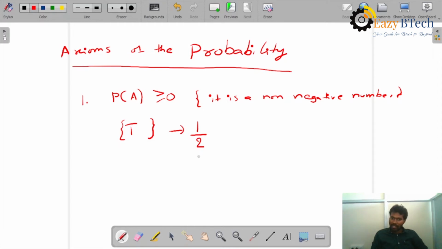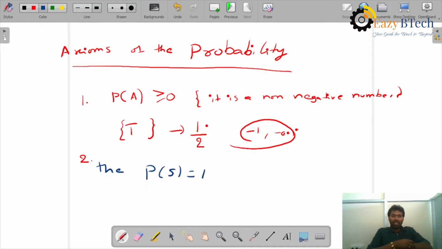So here there is no question of getting -1 or minus 0.5 like that. That means your probability is always a non-negative number. That is the first axiom you should remember. And the second one, just now we told you, no? The second one is the probability of sample space, P of S, is always equal to 1. The probability of sample space is always equal to 1.